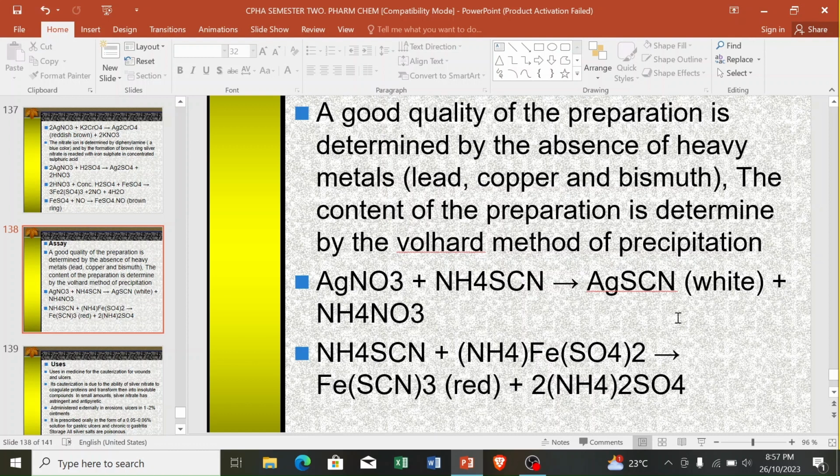And since there is no need for an indicator, we have not mentioned it, but we need to know the endpoint. And the endpoint is our red solution being formed. When a red solution is formed, you stop the titration. The titration stops there. All right, so that is it. And then we have uses.